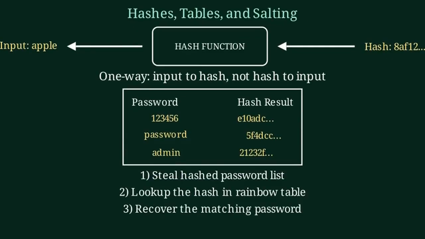First, the hacker steals a list of hashed passwords from a database. Second, the hacker looks up a hash in the rainbow table. Third, if there is a match, the password is recovered.